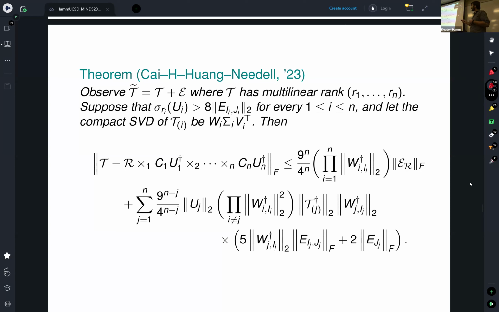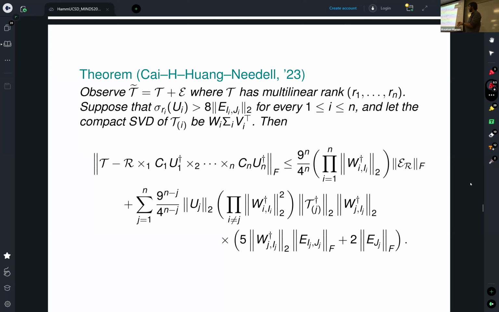Under some technical conditions, I need some sort of gap between the smallest singular value of the subtensor that I chose and the norm of the noise tensor on that piece, the rectangular block with dashed lines, that small core subtensor.